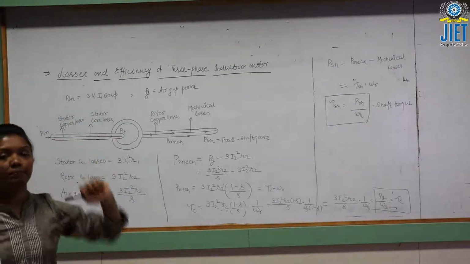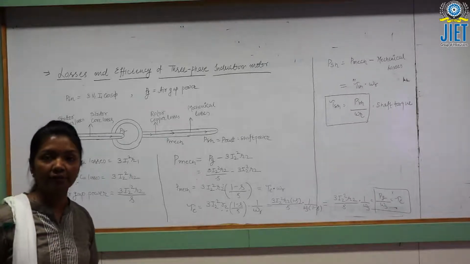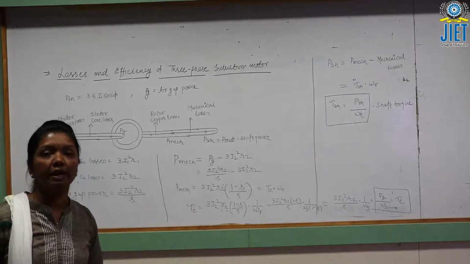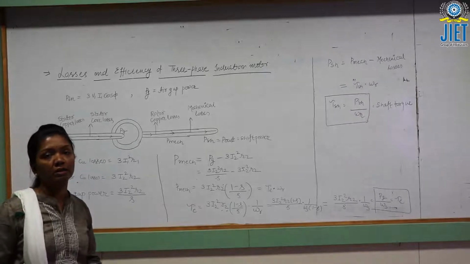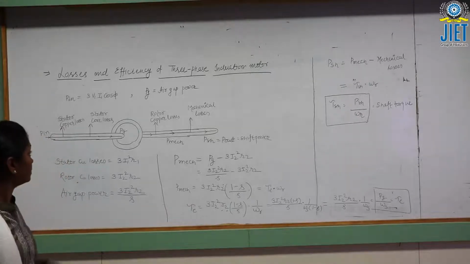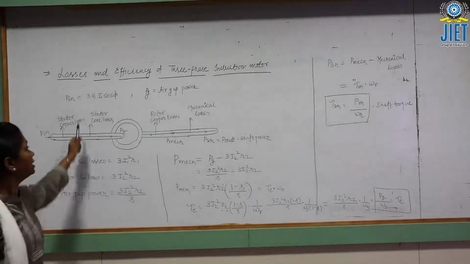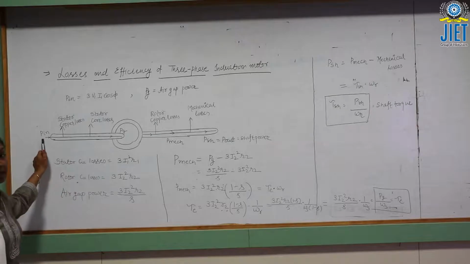Here V1 is the per phase voltage applied across the stator winding, I1 is the per phase current flowing in the stator winding, and cos phi is the power factor or input power factor of the induction motor. 3 is because we are talking about a 3-phase induction motor. So input power is electrical.